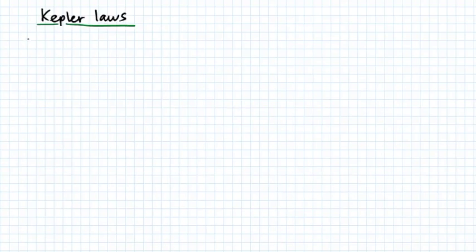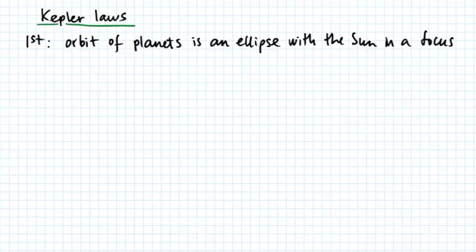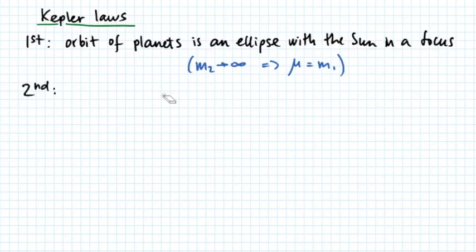Kepler's laws. The first law states that the orbit of planets is an ellipse with the Sun in a focus. We already proved this result when we found the shape of the orbit. Note that if one of the masses is very large, then the reduced mass is given by the smaller mass. Second law: planets sweep constant area per unit time.